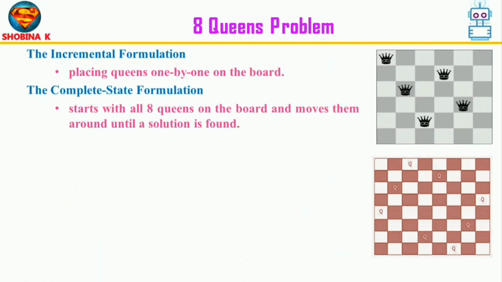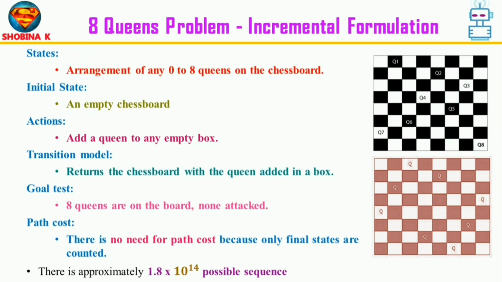For this problem, there are two main kinds of formulation: the incremental formulation and the complete state formulation. In the incremental formulation, it starts from an empty state where the operator adds a queen at each step. That is, placing the queens one by one on the board. In the complete state formulation, it starts with all 8 queens on the chessboard and moves them around, and we save them from attacks. The steps involved in incremental formulation are given here. The state is an arrangement of 0 to 8 queens on the chessboard. In the initial state, there are no queens on the board.